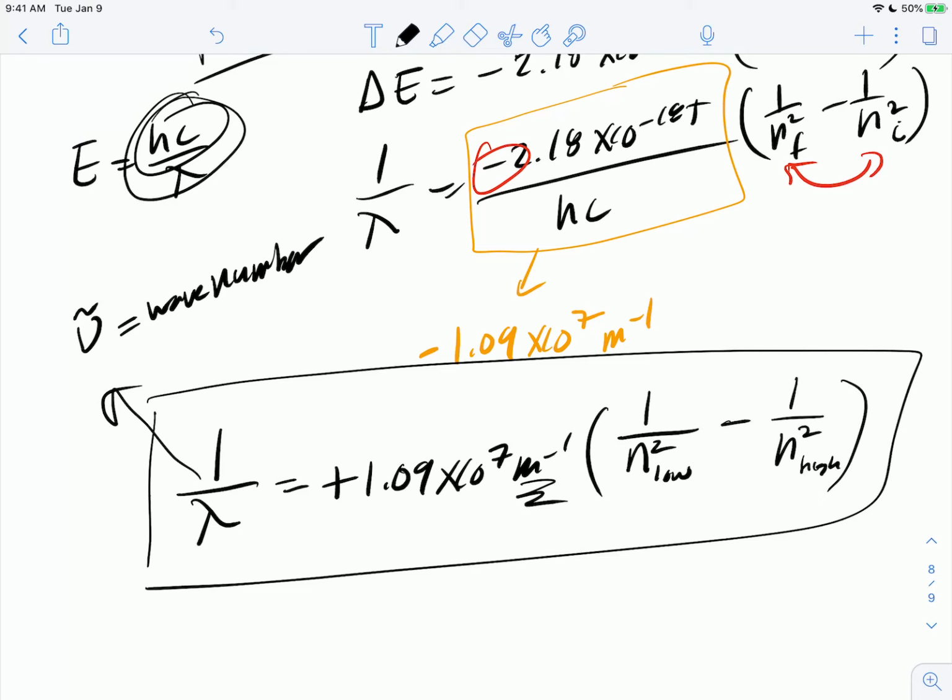Now the reason why is because if you didn't make this positive right here and you were calculating for an emission of a photon, you would get a negative value for the wavelength. And we all know that you can't have a negative value for the wavelength. If you put down a negative value for a wavelength, that does not make any sense. We really want to avoid that because your instructor would be very sad.